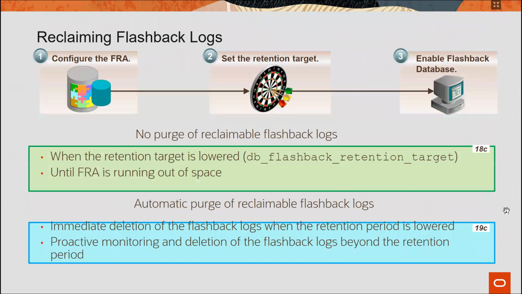When we're working with Oracle Database Flashback, what we have now in 19C is the ability to have an automatic purge of reclaimable flashback logs, those logs that we don't necessarily need. Before, we would have to do this on our own. The process would run, we might run out of space. Today, we can automate it.